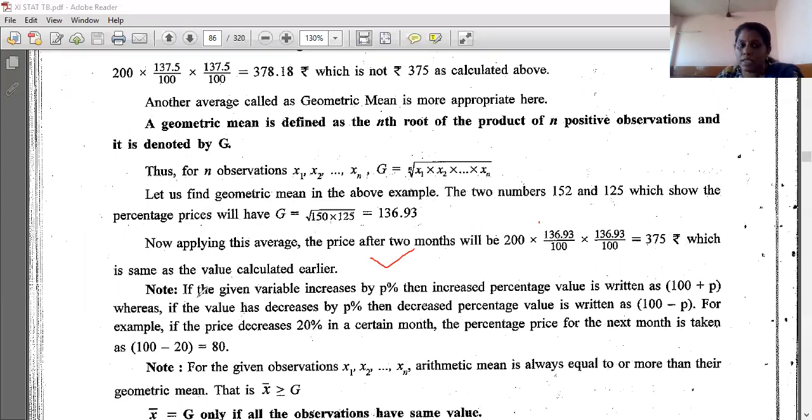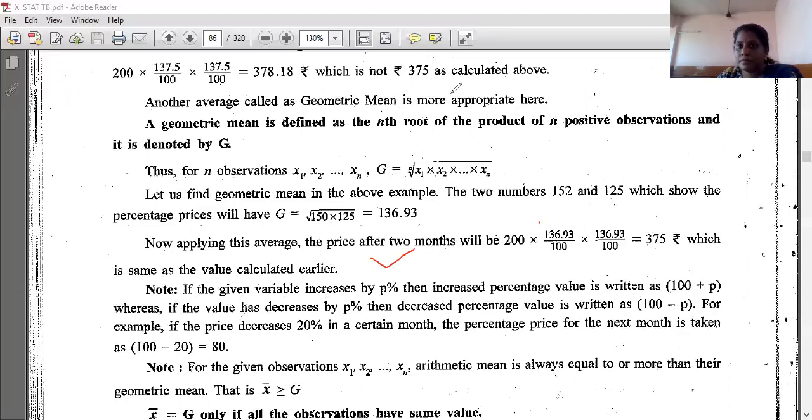Okay, note, if the given variable increases by p%, then the increase percentage value can be written as 100 plus p. I told you, if it increases it will be 100 plus, and if it decreases it will be 100 minus. Whereas if the value has decreased by p%, then the decreased percentage will be written as 100 minus p. For example, if the price decreases 20% in a certain month, the percentage price for the next month is taken as 100 minus 20. If it decreases, 100 minus 20, and if 20% increase is said, then 100 plus 20.